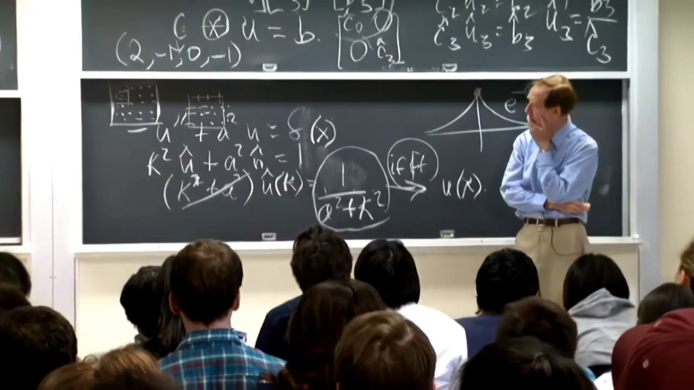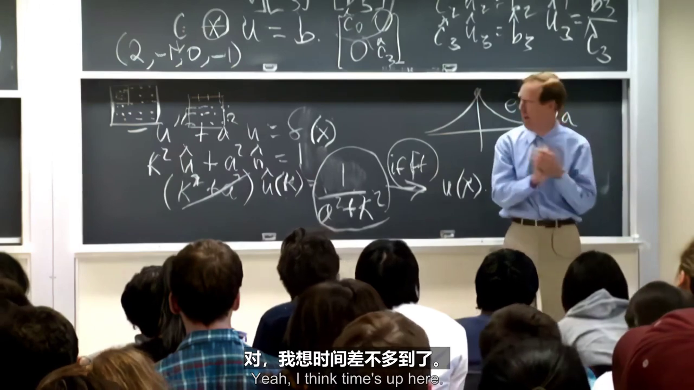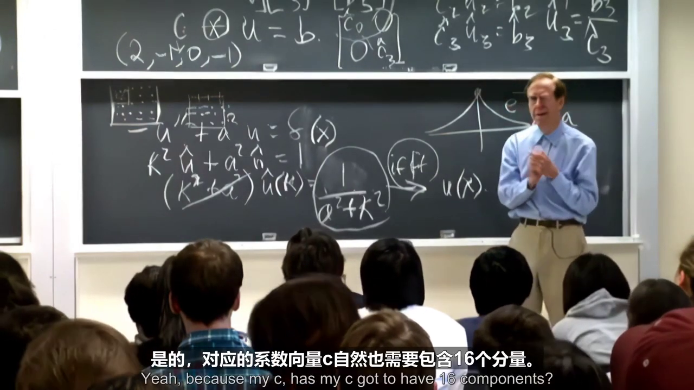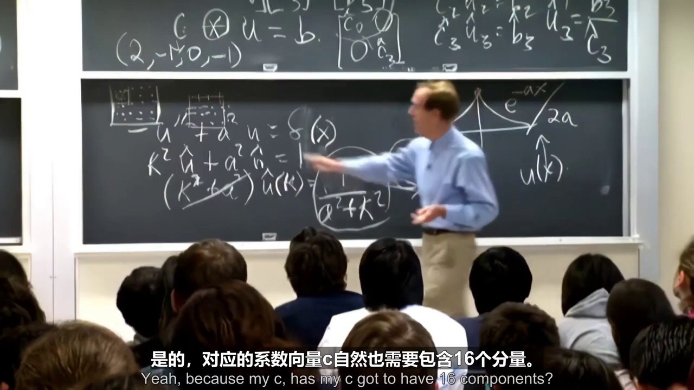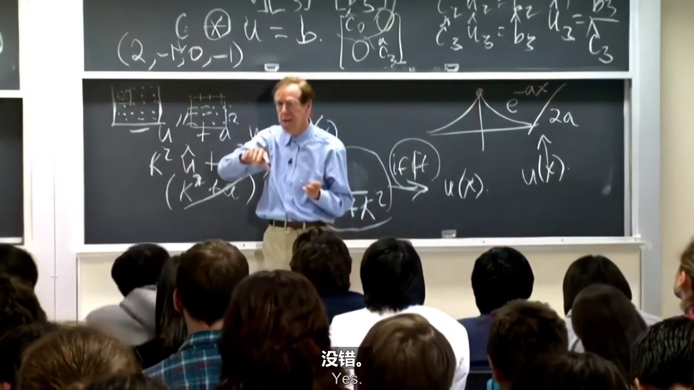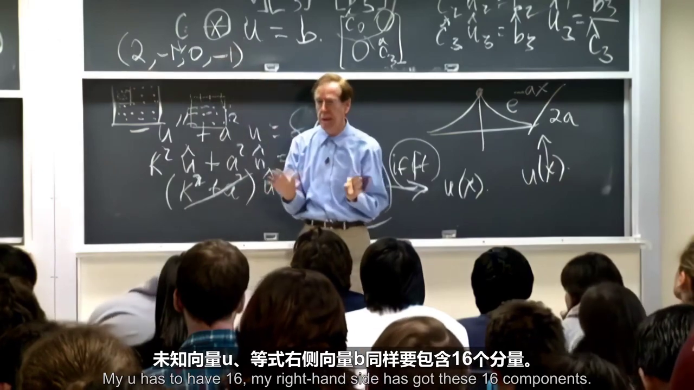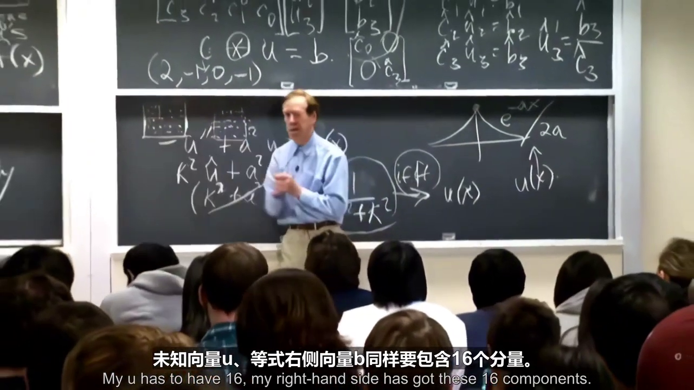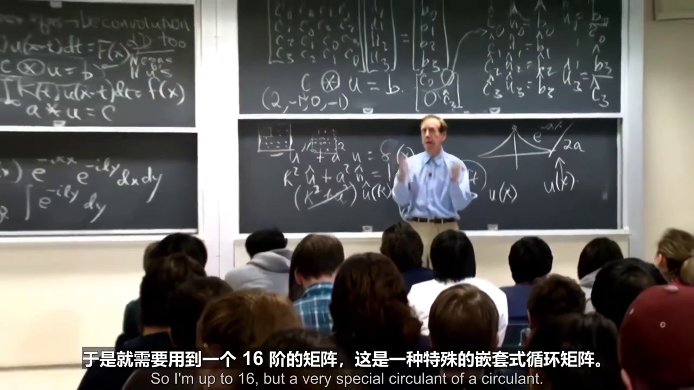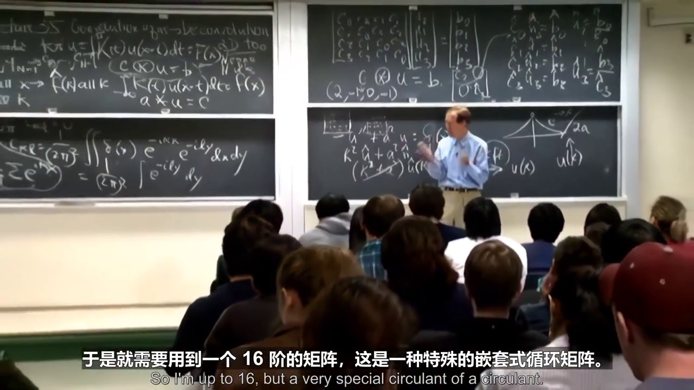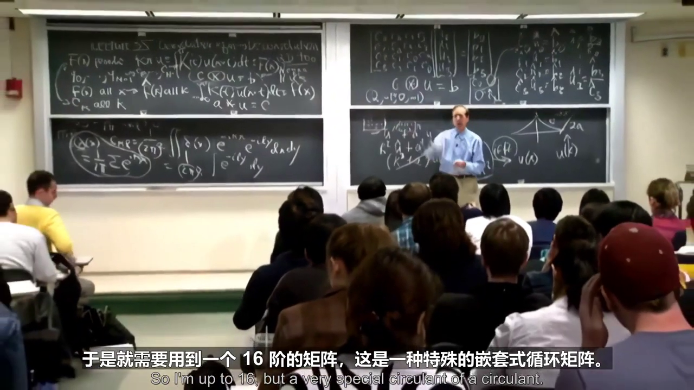Yeah, I think time's up here. Yeah, because my C, has my C got to have 16 components? Yes. My U has to have 16. My right-hand side has got these 16 components. Yeah, so I'm up to 16, but a very special circulant of a circulant. It'll be a circulant of a circulant somehow.